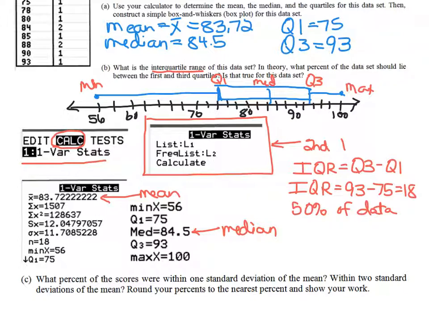The question then says, is this true for this data set? So if I look at my data, going from Q1 to Q3, I want to look at all the numbers from 75 to 93. In this set, there are actually 10 of my numbers, and again, make sure that the ones that appear more than once get counted more than once. So 10 out of the 18 numbers are in this range, so that means 56% are actually within the range. In general, we're going to say about 50% of the data, but for this one, it's 56%.